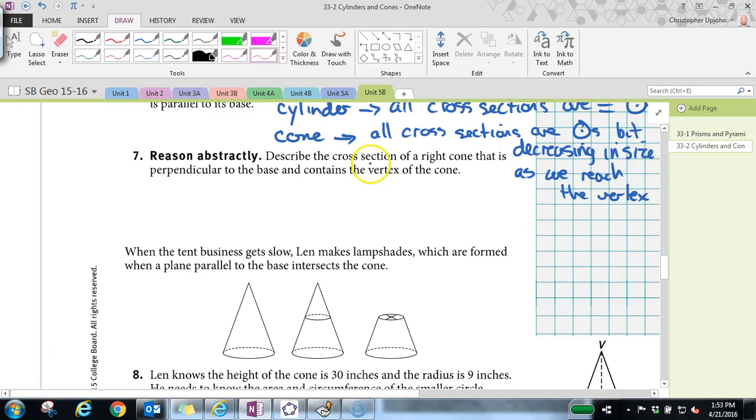We're talking about the cross section of a right cone that is perpendicular to the base, so going up and down. So a side view, really, it is an isosceles triangle because these sides are the distance around the cone. They're all the same distance. And my base looks flat if I completely just cut it in here. And again, this is my vertex of the cone. It's also the vertex of the triangle.